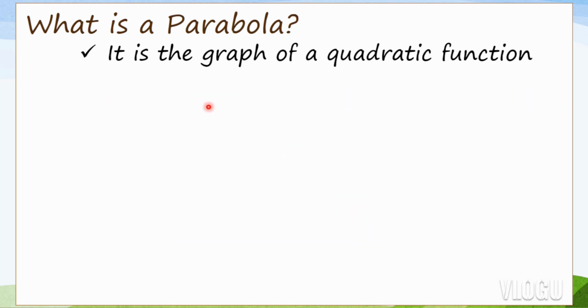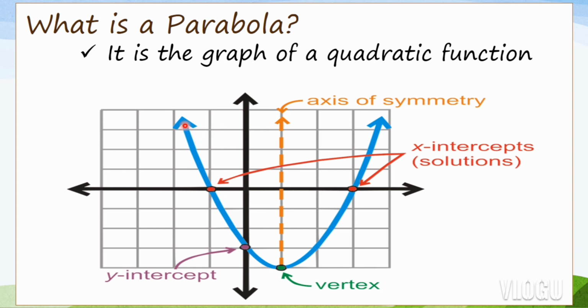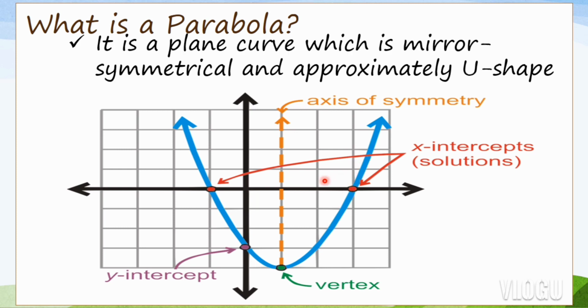Ano nga ba ang parabola? So, it is a graph of a quadratic function. So, ang tawag sa graph ng quadratic function ay parabola. Kagaya po ng nasa litrato. So, this is the graph which is called parabola. When we say parabola, it is a plane curve which is mirror, symmetrical, and approximately U-shaped.